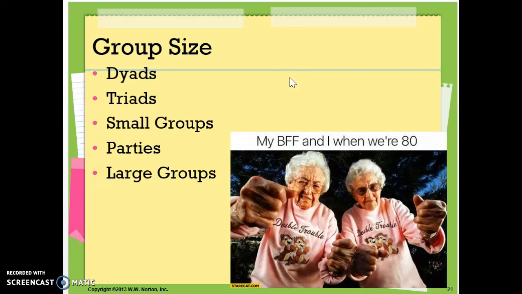Now, of course, we all know what small groups, parties, and large groups are, but in sociology, we have specific definitions, and I wanted to give them to you today. So small groups are groups of 4 or more people in which there is face-to-face interaction. I don't know if that's still the case. Maybe interaction on the internet as well.